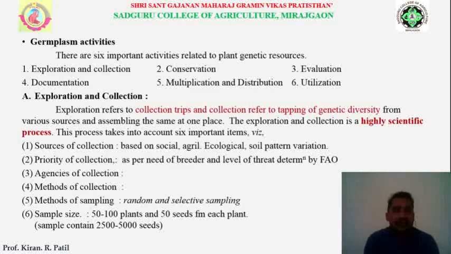Now we'll see the different activities related to germplasm. There are six important activities related to plant genetic resources. One is exploration and collection, second is conservation, third is evaluation, fourth is documentation, fifth is multiplication and distribution, and sixth is utilization. So we start from exploration and collection.